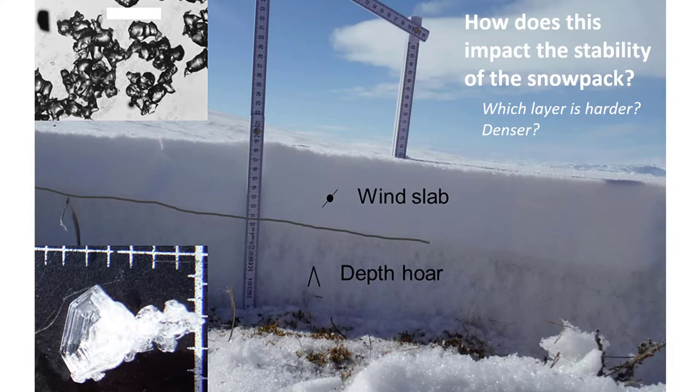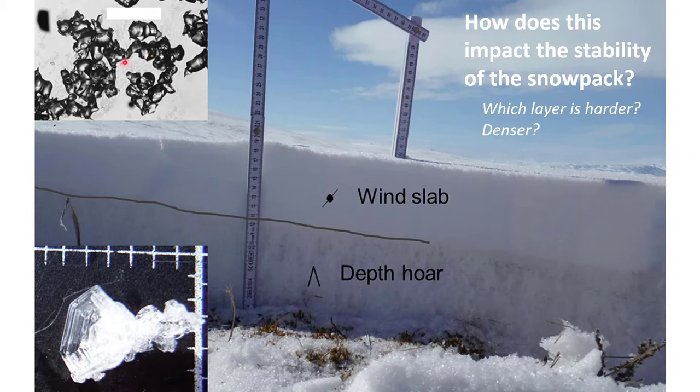So that leads to the question of how this process impacts the stability of the snowpack. And in this image, this is just an image of a wind slab that's been deposited on the surface of a crystal type called depth hoar. And you can even see in this image the density difference here. So pause the video for a few seconds and see if you can answer the questions. Which layer would you expect to be harder and denser, and why would this be problematic?